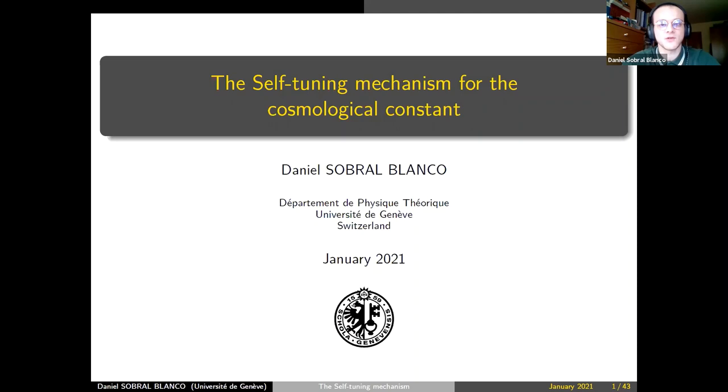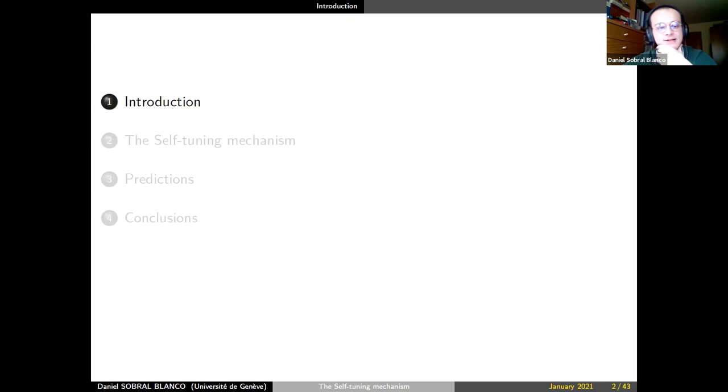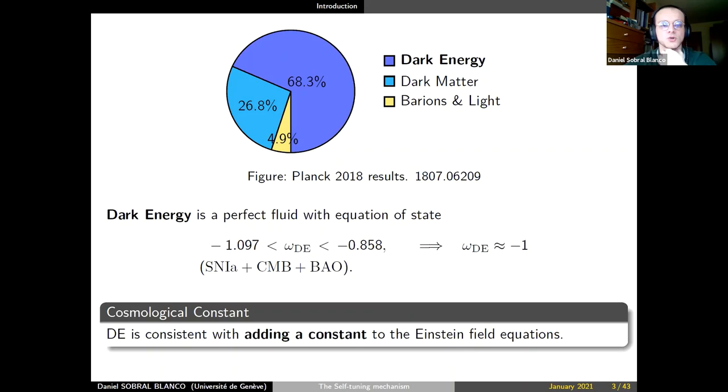And this little story starts with the content of the universe, where we know that the majority of the energy in the universe is in the form of something that we call dark energy, that we don't really know what it is. But we can know from the cross measurements of several different observations, like supernova explosions, CMB, and baryonic acoustic oscillations, that dark energy is a perfect fluid which will have an equation of state within this range of values, which is perfectly consistent with adding a cosmological constant to the Einstein field equations.